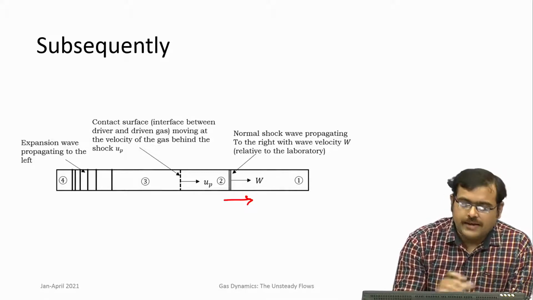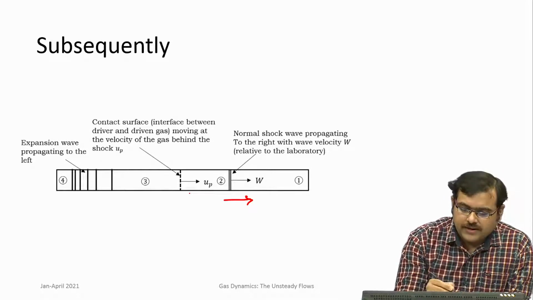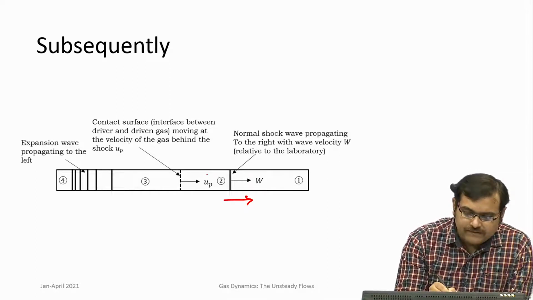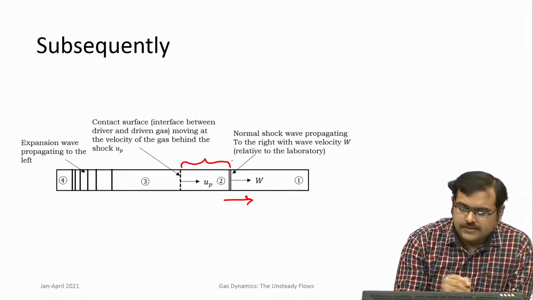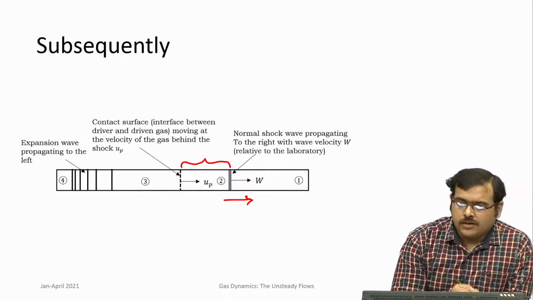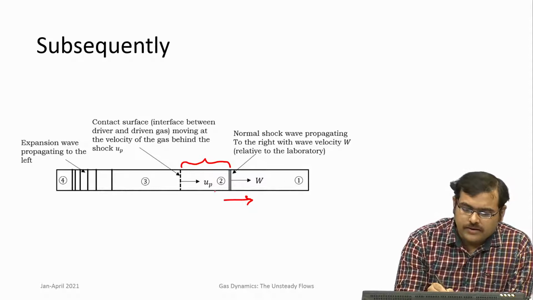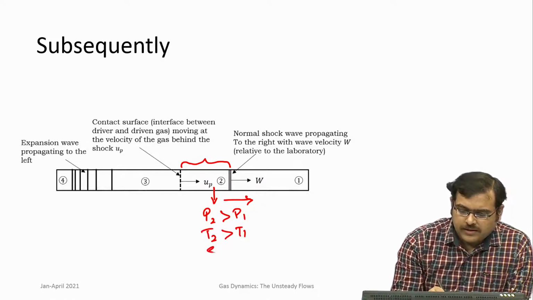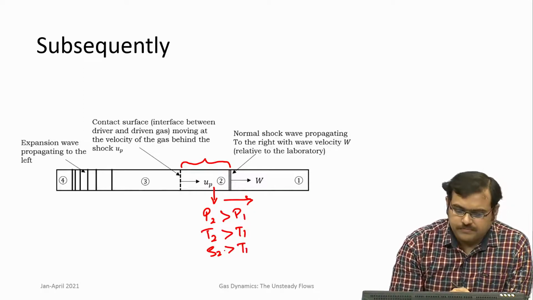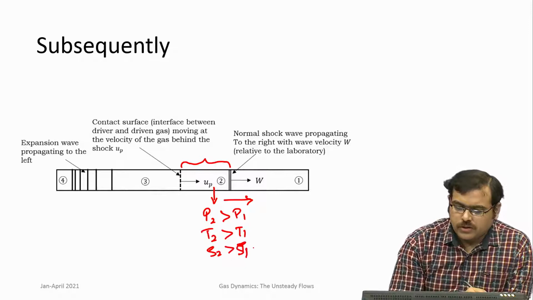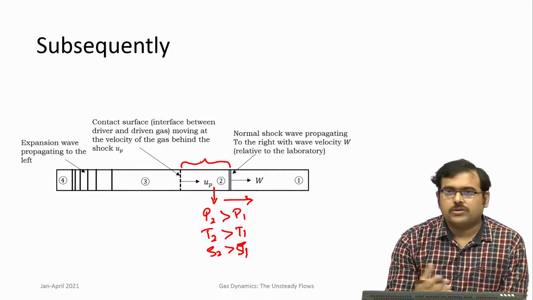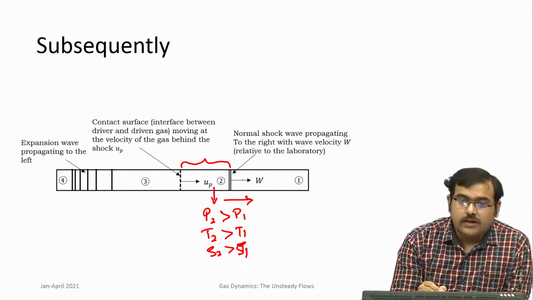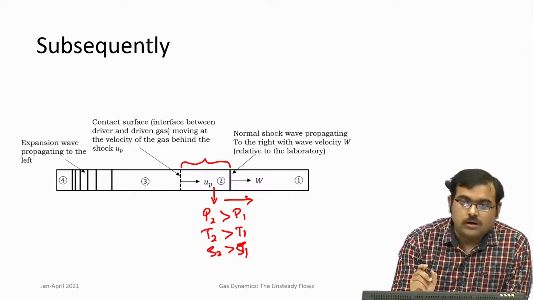So, shocks carry gas, so they produce bulk motion of gas, and therefore, you have the region 2 where gas is moving. Also, this shock compresses the gas from 1. So, you have pressure P2 greater than P1, temperature T2 greater than T1, density rho 2 greater than rho 1. So, you have this bulk motion of a compressed gas, and please remember all the time that shocks are always supersonic.